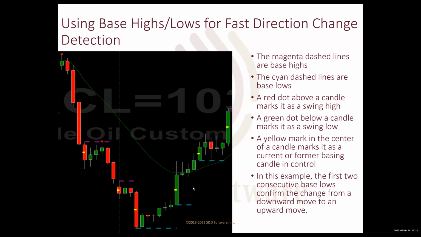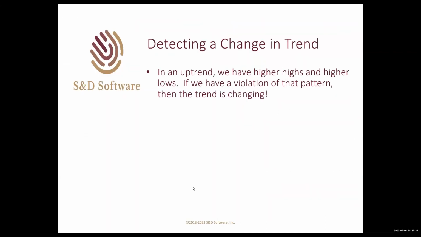So now that we've looked at changing from an impulse move to a corrective move or vice versa, let's start looking at trend and actually changing trend. So in an uptrend, we have higher highs and higher lows. Basically, if you violate that pattern, then the trend is changing. Now, when we're talking about higher highs and higher lows, what are we talking about?